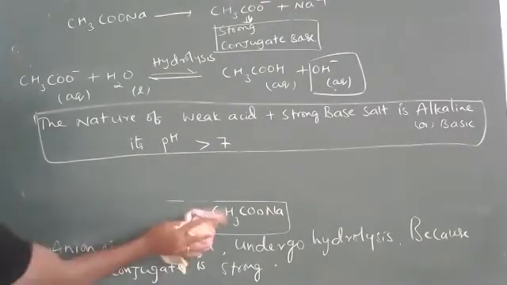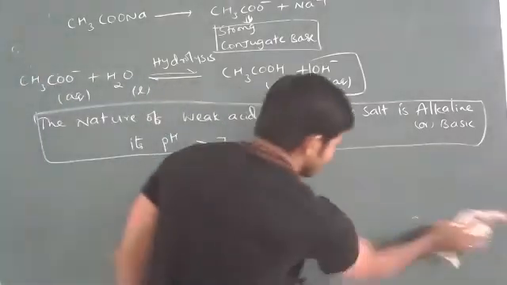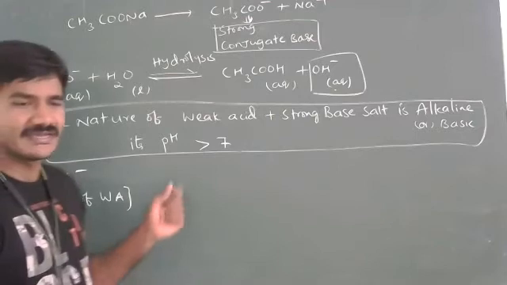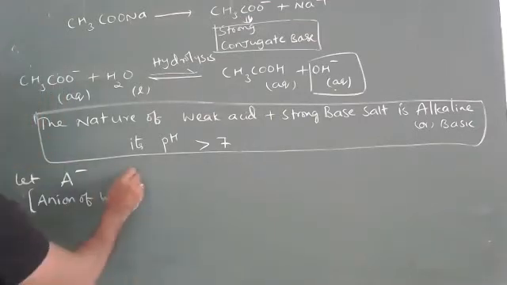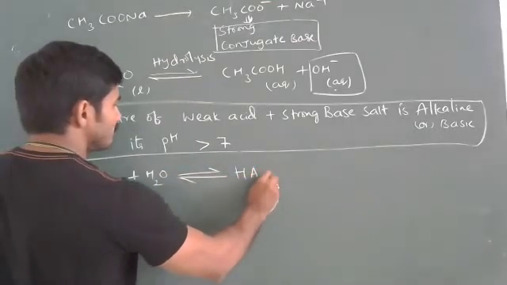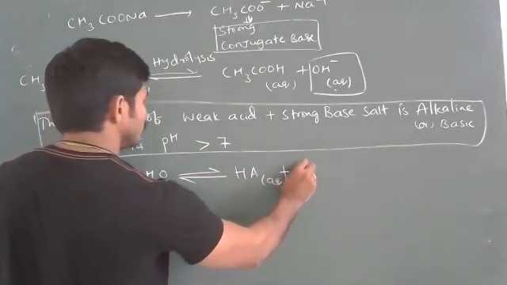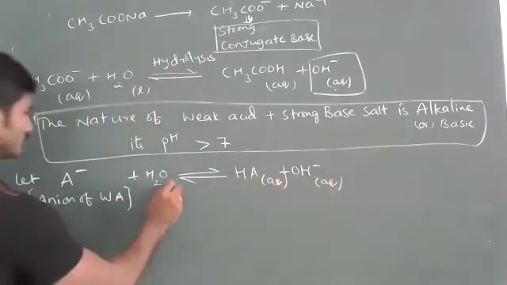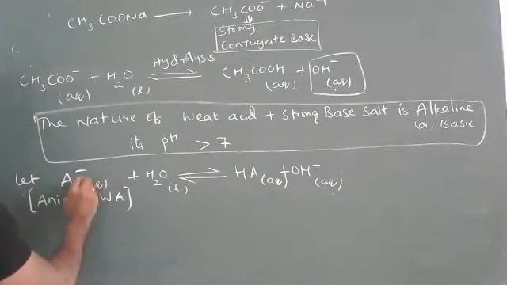So we have a small derivation here. For that, I'll take a general reaction. Let A minus be the anion of a weak acid. This undergoes hydrolysis. What will we get here? HA plus OH minus. This is liquid and this is aqueous.